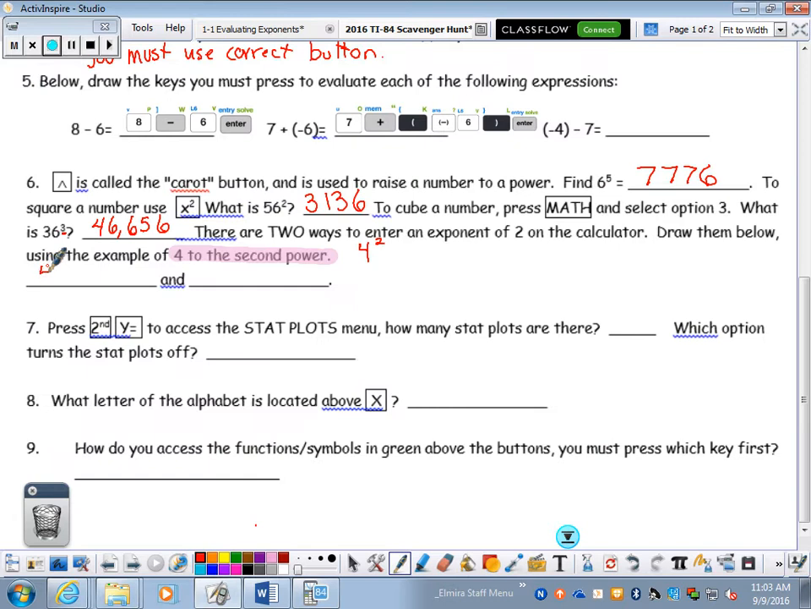So 4 caret 2, enter, or 4 x squared, enter. One less button to use the x squared key. Make that little 2 look a little more like a 2.